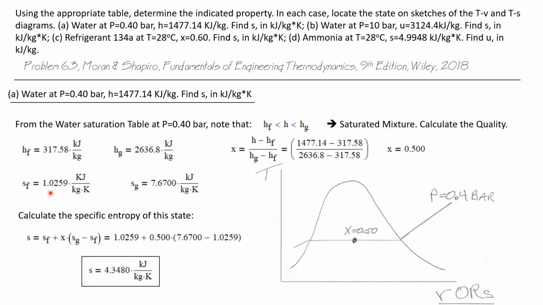So from the same line in the table where we got h sub f and h sub g, we get s sub f and s sub g. So finding these entropy values in the tables tells us that entropy is just another intrinsic property of this substance or any substance. So now we can go ahead and calculate the specific entropy. It's just s equals s sub f plus the quality times s sub g minus s sub f. And when we plug in all of these table values, we calculate that the specific entropy at this state is 4.3480 kilojoules per kilogram K.